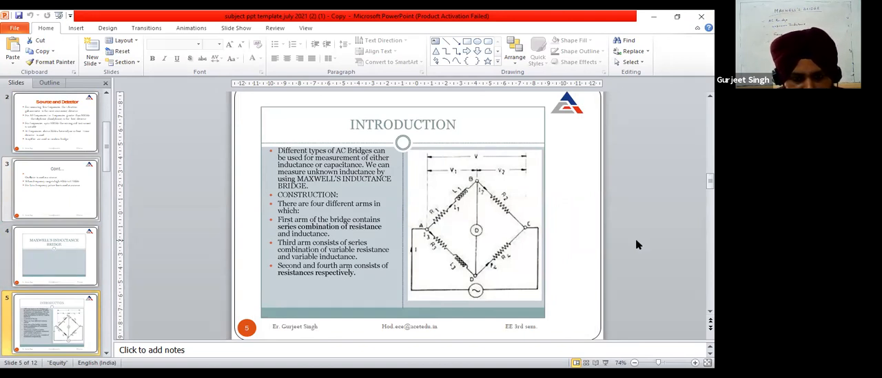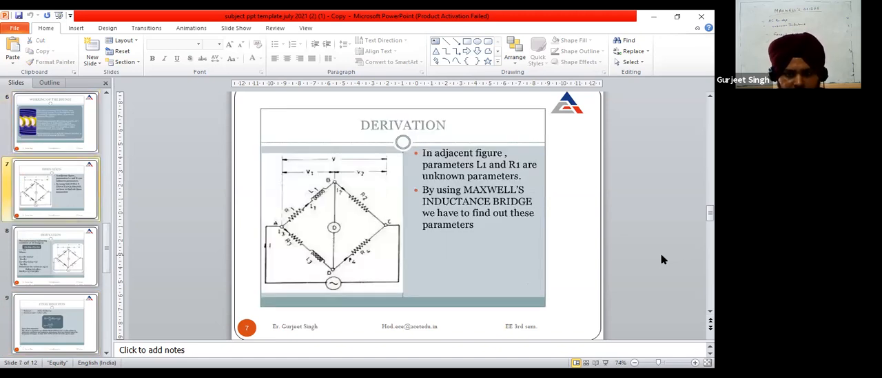These bridges have four arms. The first arm, AB, consists of R1 and L1, the second arm consists only of the resistance R2, the third arm consists of R3 and L3, and the fourth arm is R4. We will find the values of L1 and R1, because these are unknown to us, by comparing with R2, R4, R3 and L3.